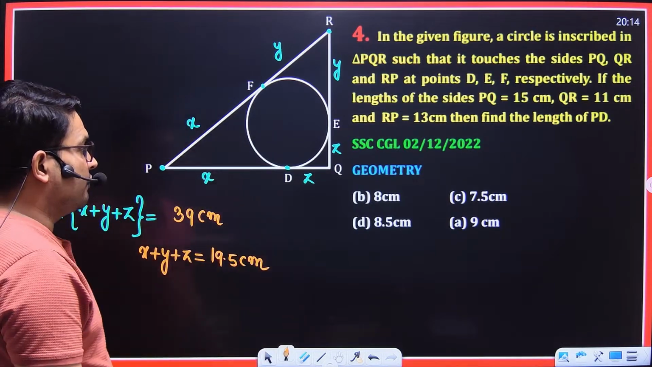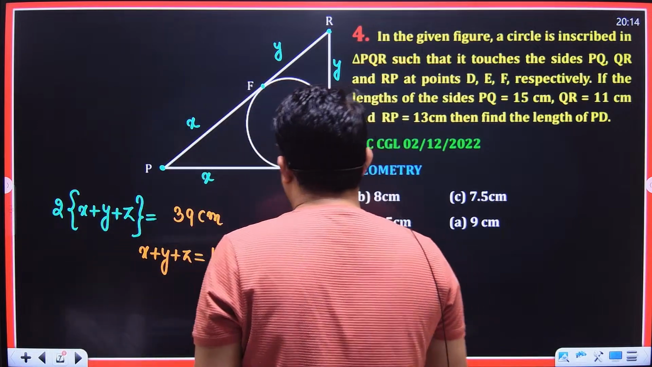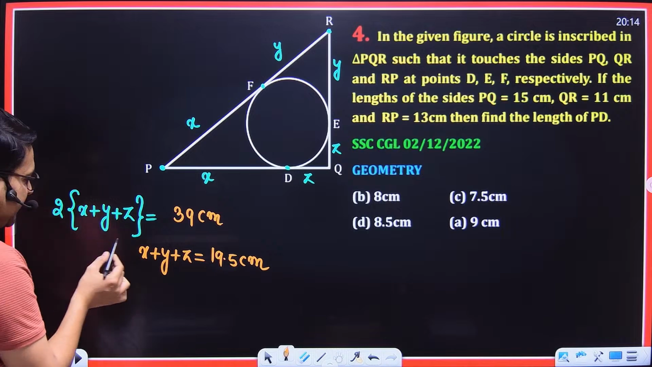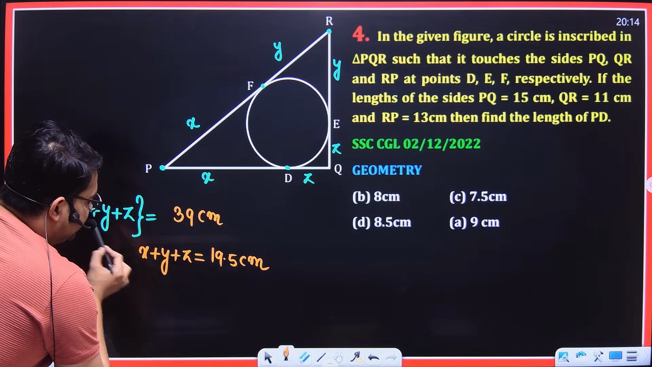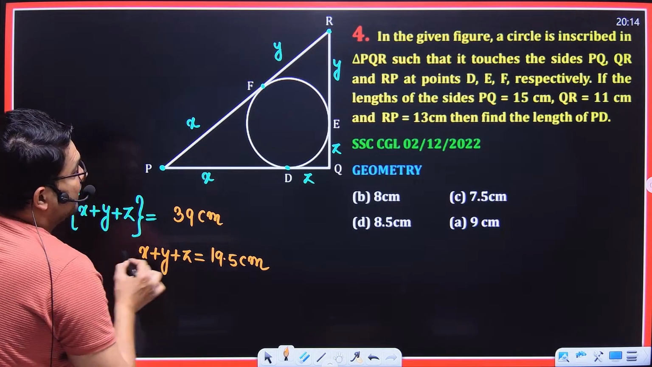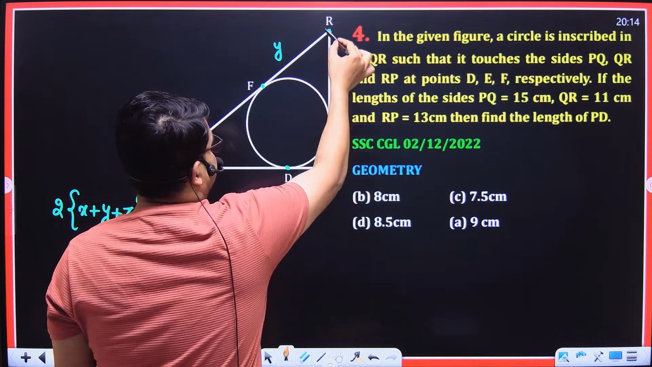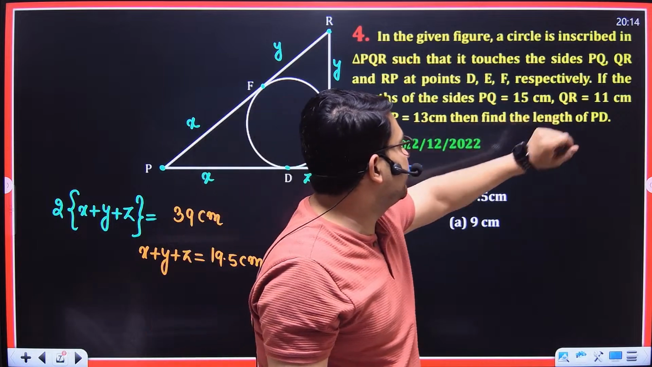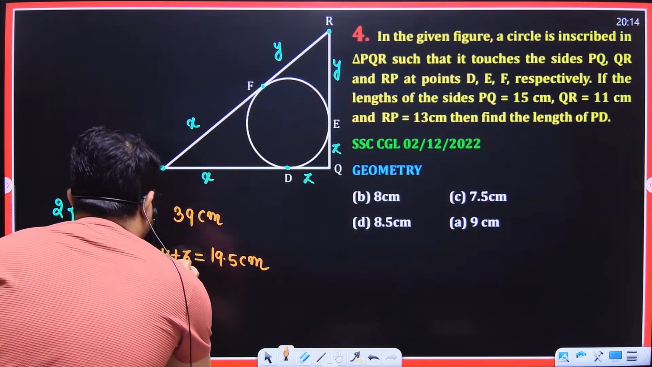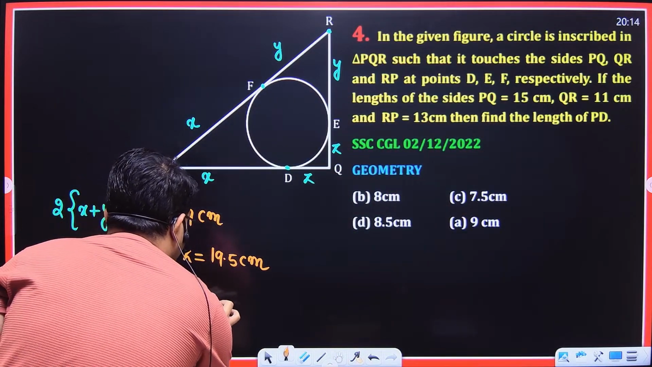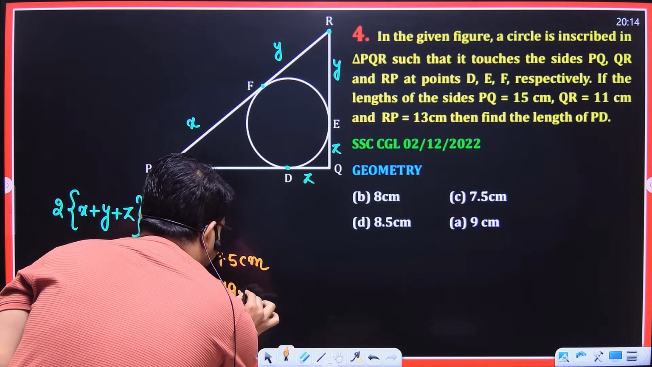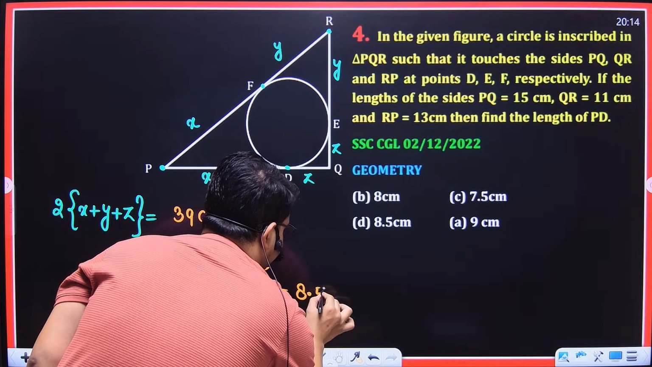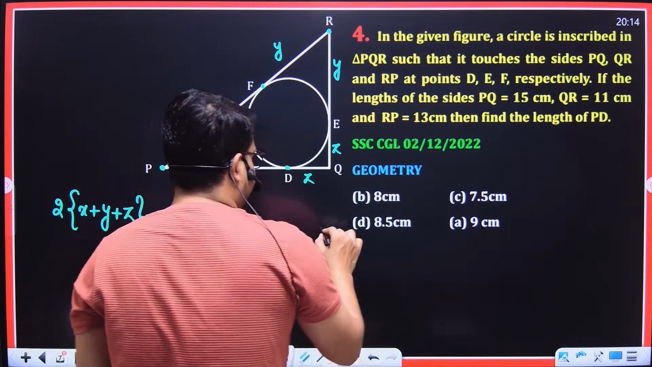We have to calculate what? Length of PD. PD is equal to x. If I subtract y plus z, then I can get the value of x. This length is y plus z, this is RQ, and RQ is equal to 11. It means x is equal to 19.5 minus 11. That is equal to 8.5 centimeter. That is option number D.